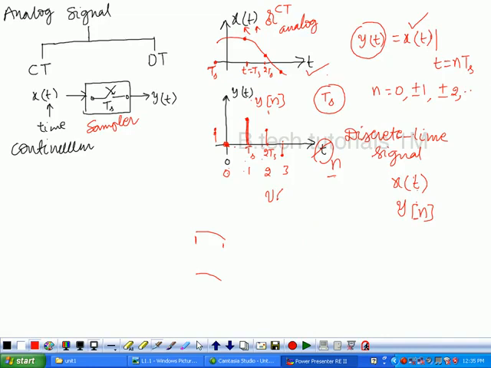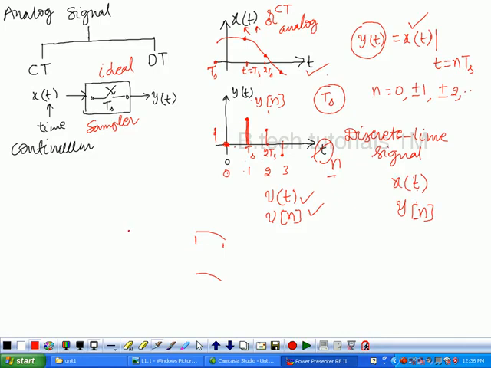Take for example, we have the voltage signal. This can be written as V of t. If the voltage signal is sampled by using a sampler like this, an ideal sampler, we can represent the sampled version as V of n. See, this is the voltage and this is also voltage. But what is the difference? This is continuous time. This is discrete. Follow?